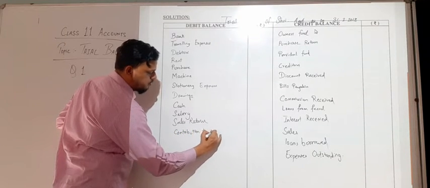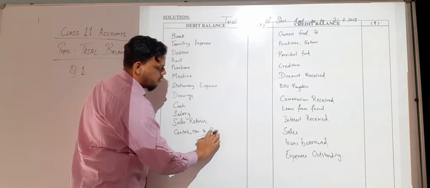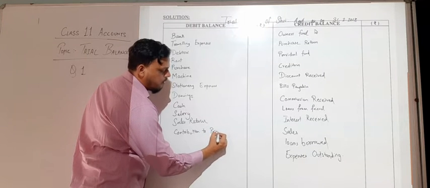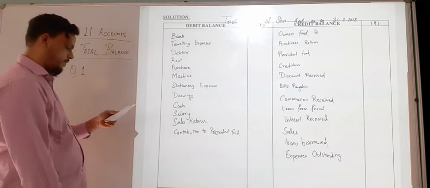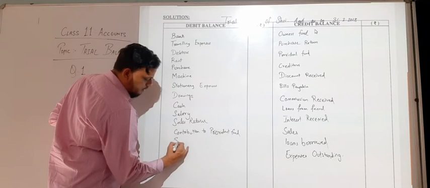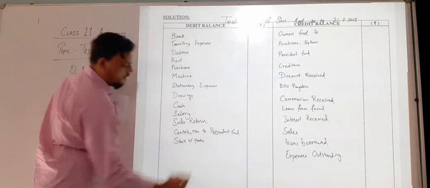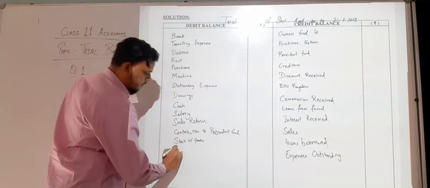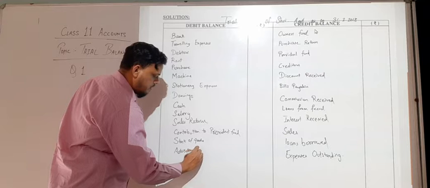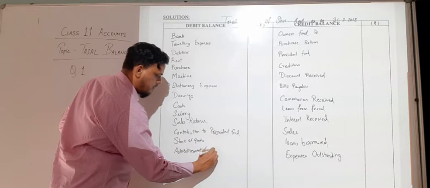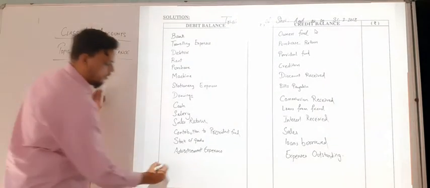contribution to provident fund. Sorry, I have written short form, but it is compulsory to write full form. Provident fund. Stock of goods. Advertisement expenses. Furniture.